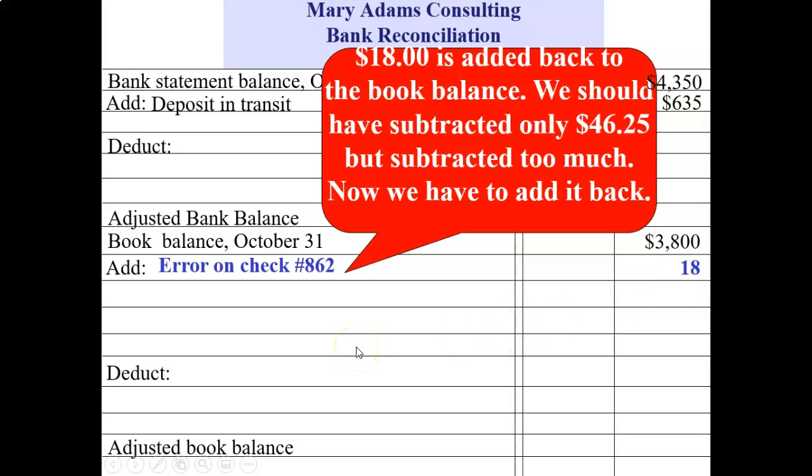Now, if it was the opposite, if the check was for $64.25 and we put in our books $46.25, then we had not put in $18 enough. We had not subtracted enough. Then we would have to put this error down here with the deduct section. We would have to subtract the $18. So when you're dealing with an error, you have to first figure out what side it goes on, and then secondly, whether you need to add it to make it right or to subtract it to make it right.